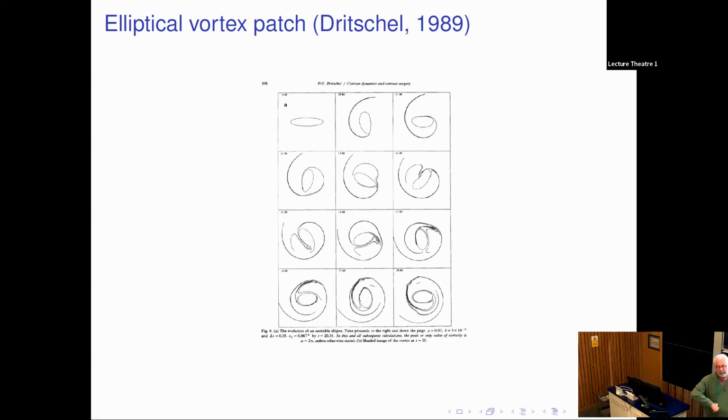They throw off these extraordinarily thin filaments. It's sort of, I don't know, doubly exponential in time blow up in the curvature probably. And this is one of Dritschel's remarkable computations, showing how this is an unstable elliptical patch. It throws off these filaments and then they just wind around the patch. And well, it looks very singular, but it's globally smooth, the boundary.